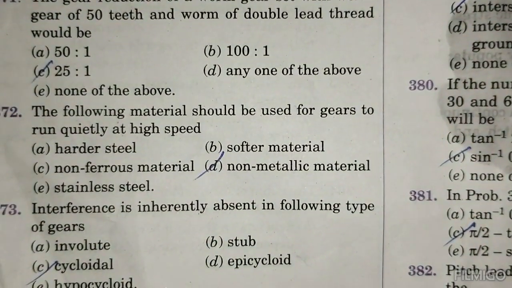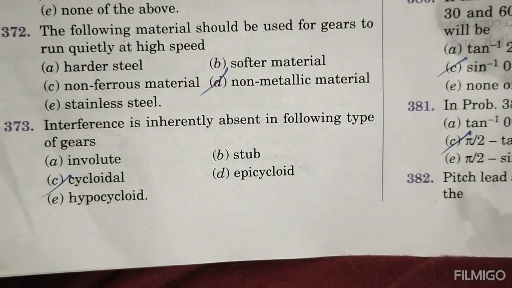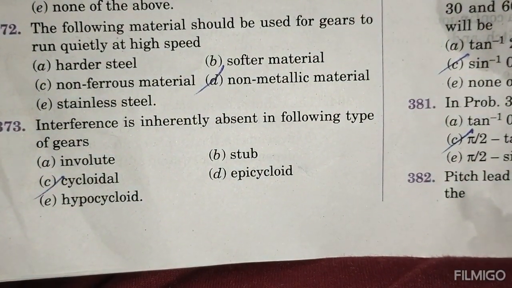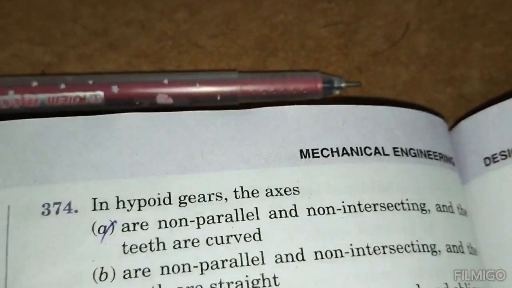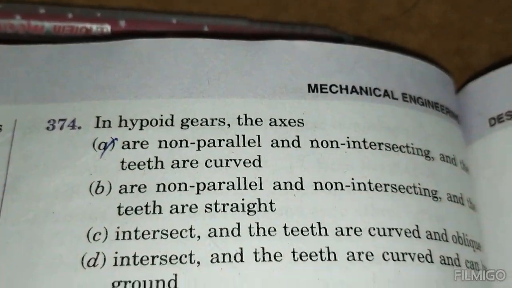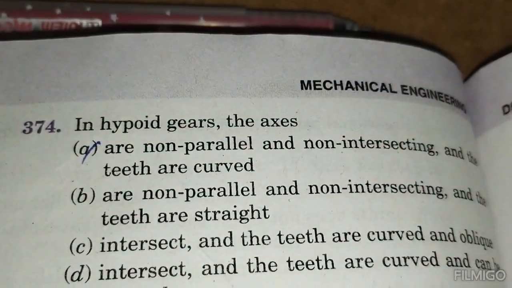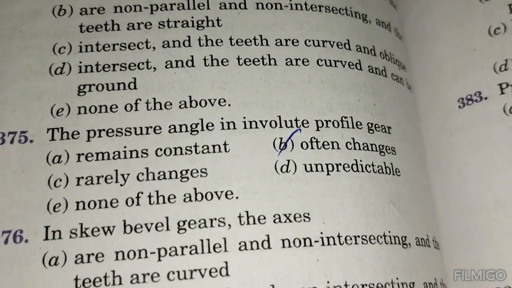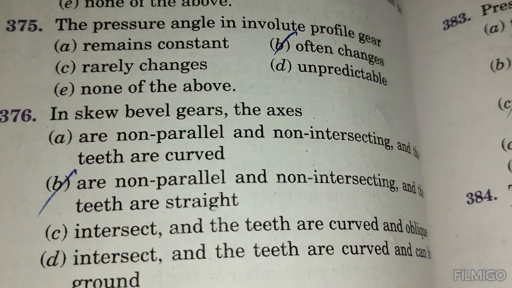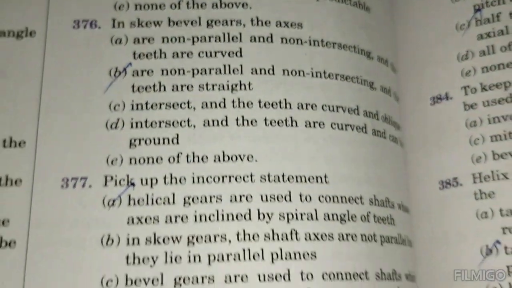The following material should be used when gears run at high speed: non-metallic material. Interference is inherently absent in the following type of gear: cycloidal. In cycloid gears, the axes are non-parallel and non-intersecting and the teeth are curved. The pressure angle in involute profile gears often changes. In screw gears, the axes are non-parallel and non-intersecting and the teeth are straight.